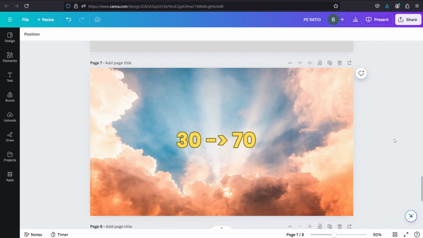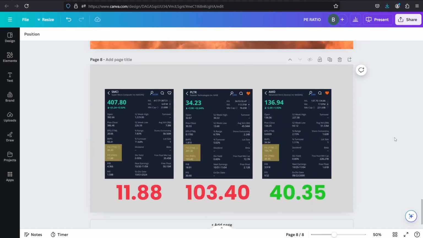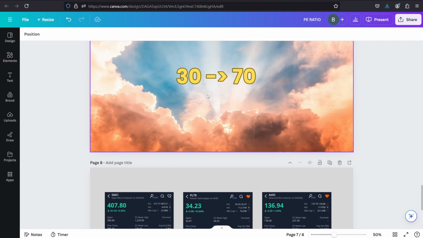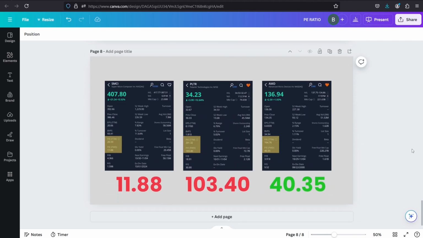I'm kidding. So what we're looking for here is the 30 to 70 range. Mainly you're looking for the forward PE ratio because that is what the stock is projected to do. I couldn't care less if the stock did 200, 300, 400% over the past 5 years. I didn't capitalize on the past 5 years. I want to know what the stock is going to do moving forward.